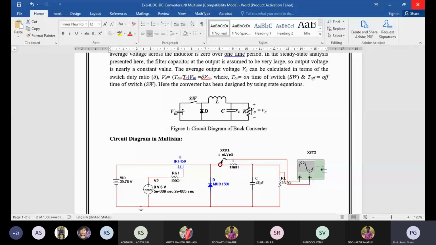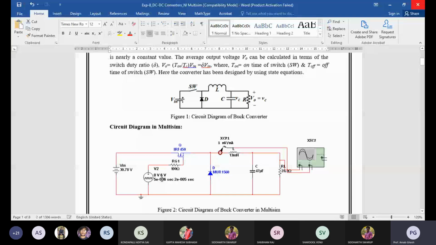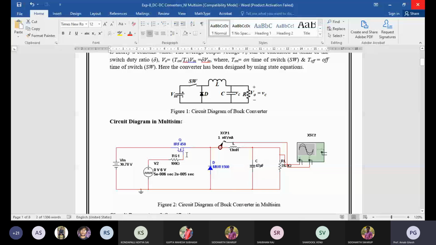By varying the gate pulse, you can check what happens in the output. Here we are using the MOSFET IRF450. A MOSFET is a voltage driven, voltage controlled device, that's why one resistance is there. You can use the gate driver circuit that you are preparing right now, isolated or non-isolated. Here we are directly taking the pulse signal, but you can also use your own gate driver to drive this MOSFET. That is also possible.